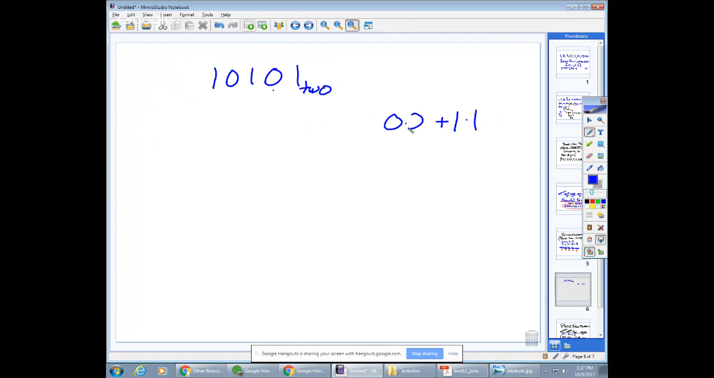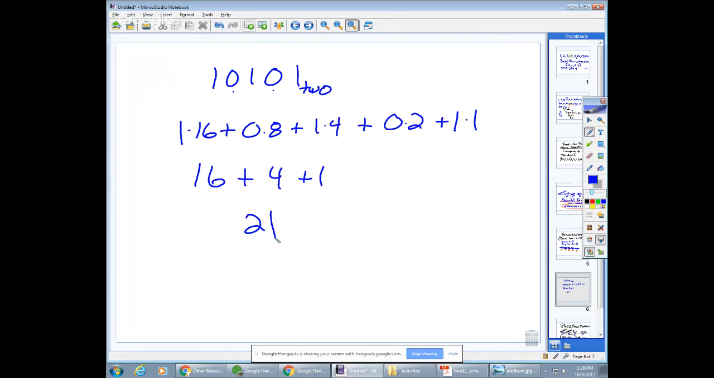Next to that I have 1 4. Next to that I have no 8s. And next to that I have 1 16. So let's see, what do we got? We have 16 and 4 and 1, 21. So this is what a computer notes when we have a group of 21 things.